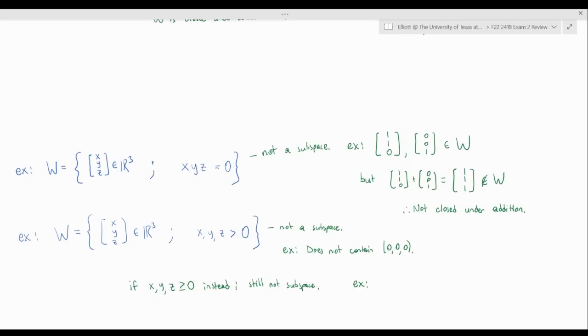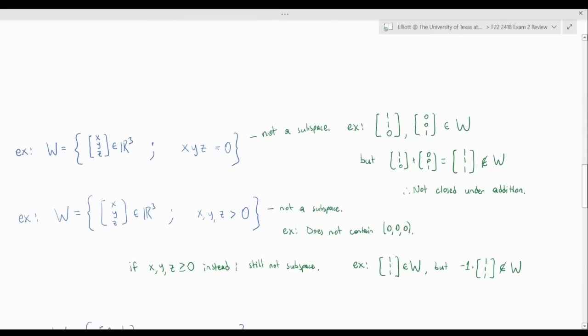This one we can show that it's not closed under scalar multiplication. So take a vector whose components are non-negative. So this would be a vector in the set W then. But if you multiply by a negative scalar, this is no longer going to be in the set. And so that would mean that it's not closed under scalar multiplication, okay?